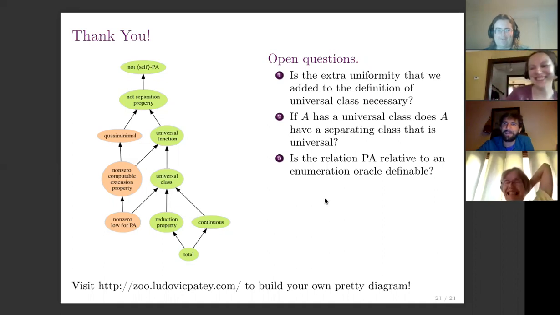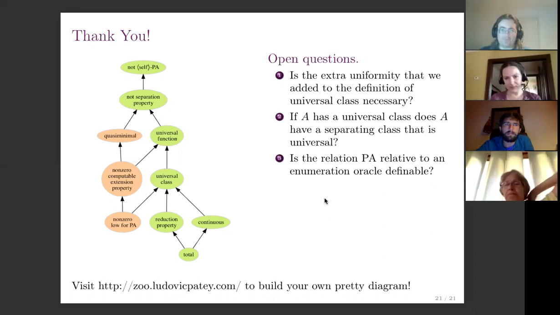If I may follow up on that, does the latter result show that having both the reduction property and being continuous is still a strictly larger class than being total? I don't know. That's a good question. Thanks.